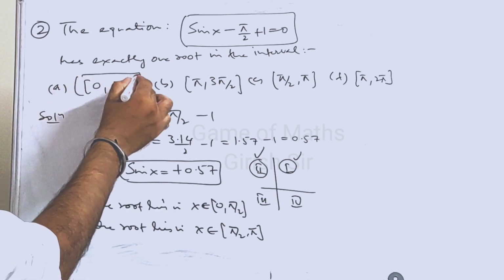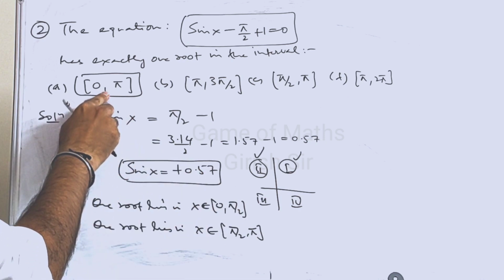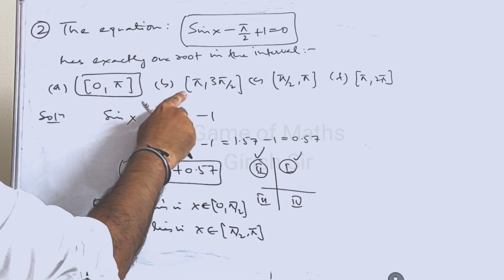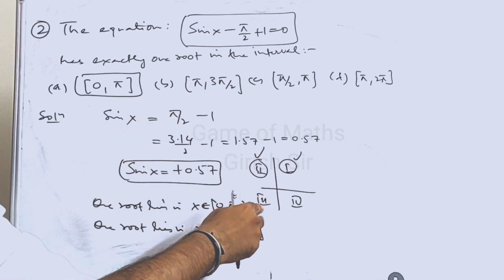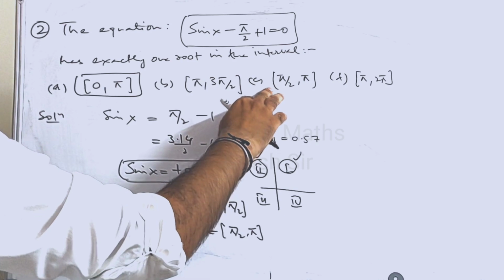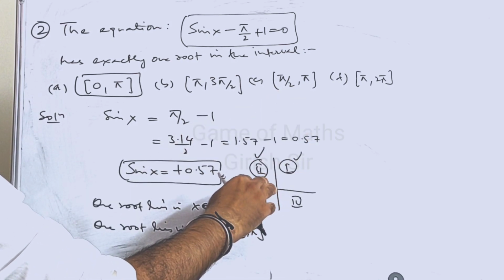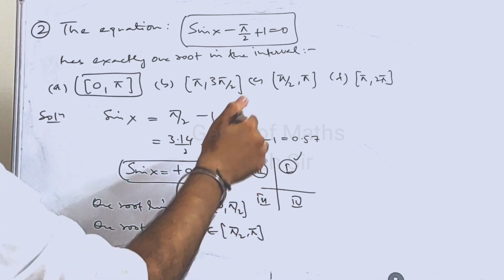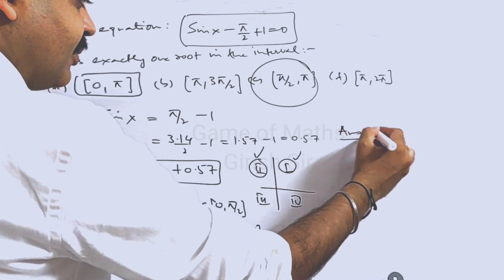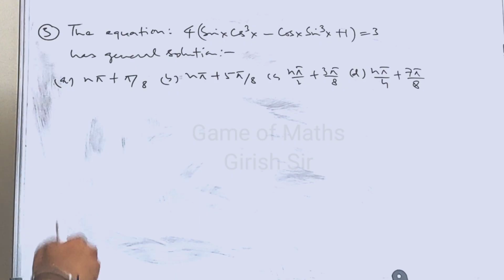Option A says 0 to pi. 0 to pi means first and second quadrant both. So total number of roots here would be 2. So A is not the answer. Option B, pi to 3 pi by 2, is the third quadrant. We don't have a solution there, so this is not the answer. C part, pi by 2 to pi, which is the second quadrant, and in the second quadrant we have exactly one root. So this is our answer. So the answer would be C. Let's try the next question.